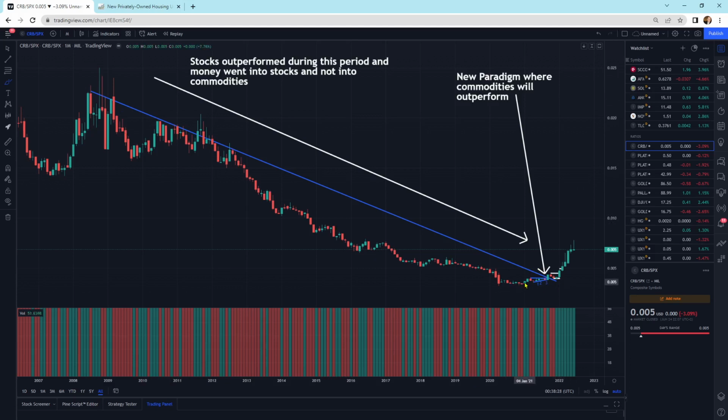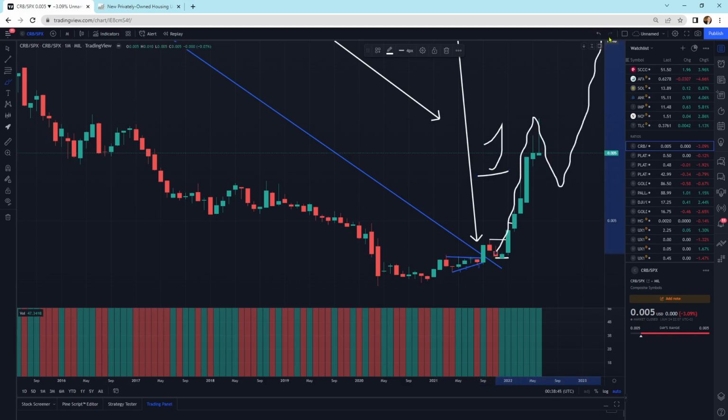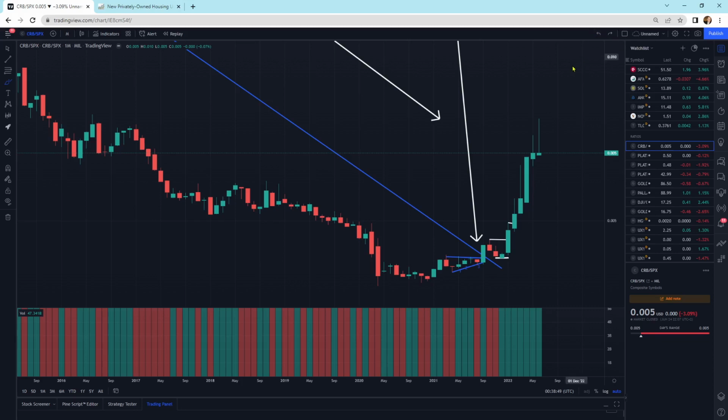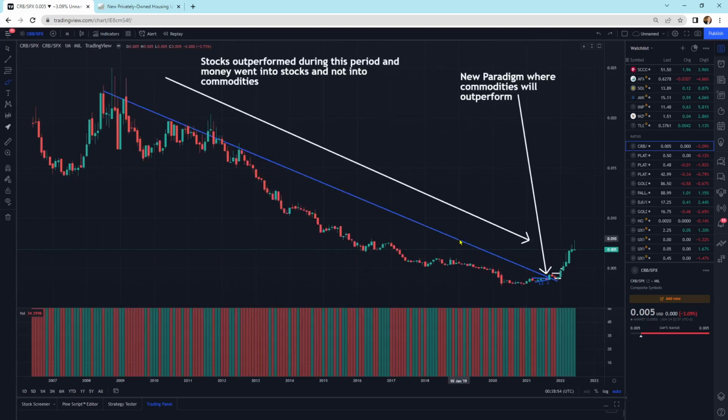Recently, we've shifted in 2020 and 2021 and broke through that downtrend and started moving higher. We very well could have a pullback here. We've got some wicks at the top. We could pull back a little bit before heading higher. This would be basically wave one, and then we're going to have a big old wave three that comes, which is a possibility. But this has broken the downtrend line, and that means there's been a shift, a paradigm shift in the market. The new paradigm is where commodities will outperform stocks.